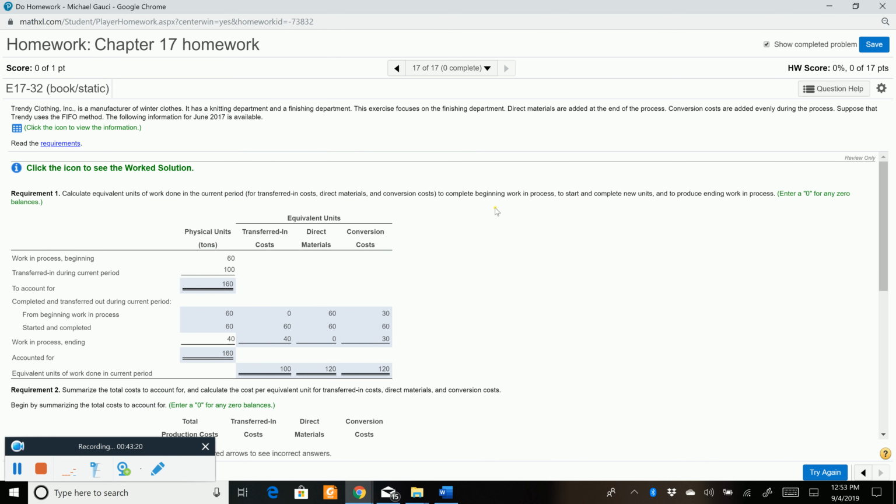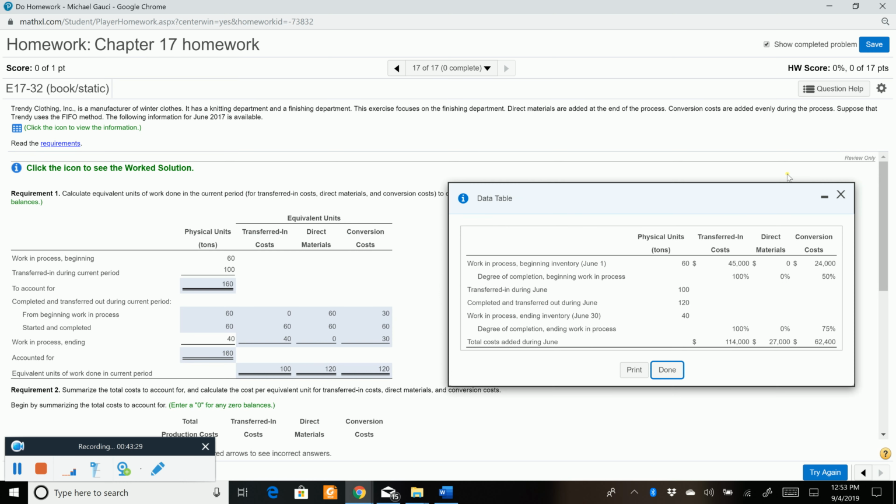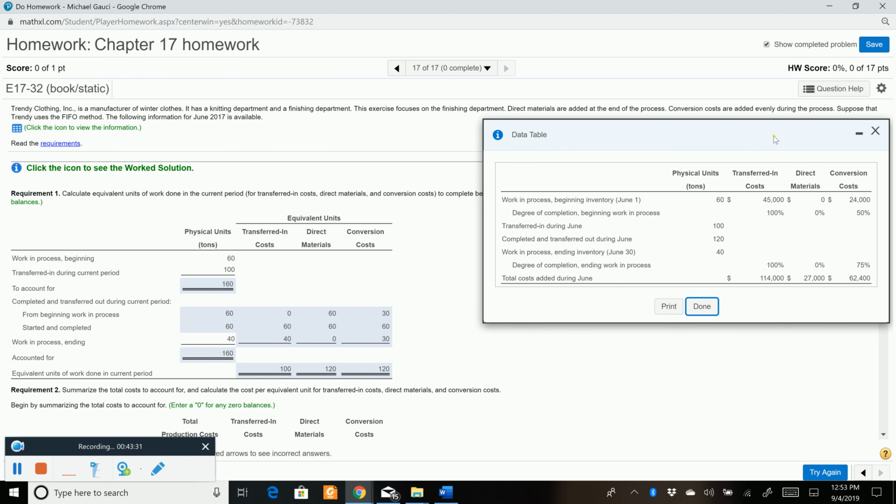And last but not least, we're going to go through a similar example, but we are going to use the FIFO method. Okay, so let's take a look. What are we given? We're a clothing manufacturer, same thing. We have a knitting department and a finishing department. Very similar setup. We're just using the FIFO method.